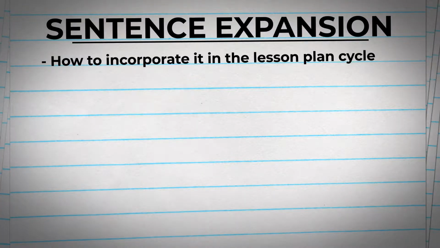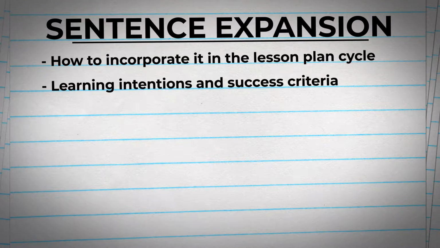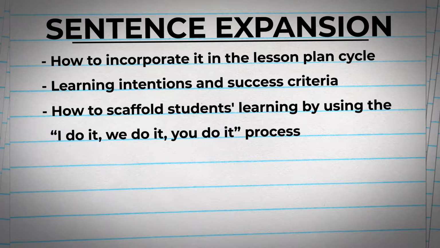As I introduce you to this strategy, I will walk you through how to incorporate it in the lesson plan cycle. Begin by checking prerequisite skills to be sure that this is the strategy students really need. We will look at the learning intentions and success criteria you might want to consider when planning your lesson. Also, you will walk away with an understanding of how to scaffold students' learning by using the I do it, we do it, you do it process.